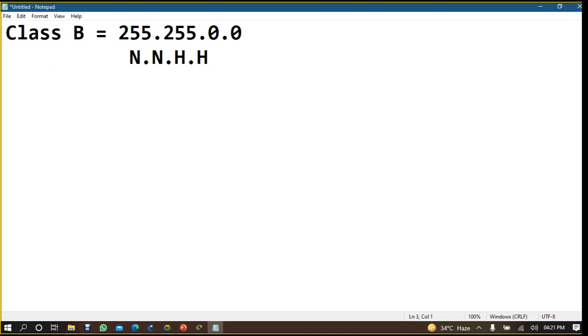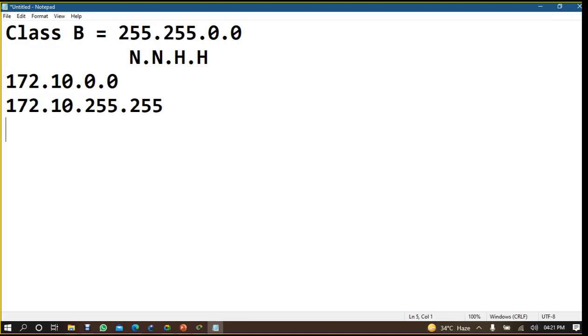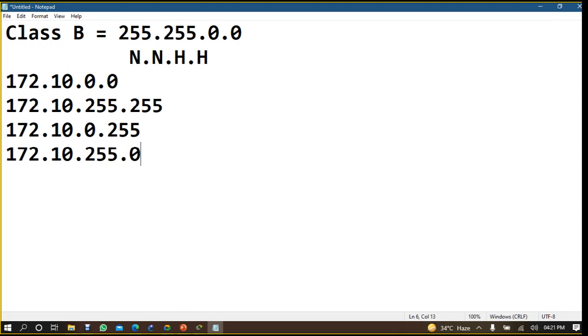Okay, right. So if I'm writing 172.10.0.0, that is wrong. 172.10.255.255 is wrong. But if I'm writing 172.10.0.255, no problem. 172.10.255.0, no problem. Okay.